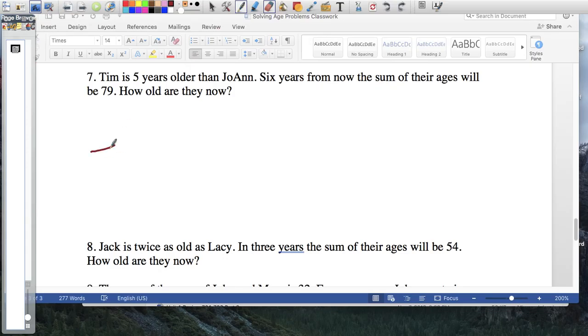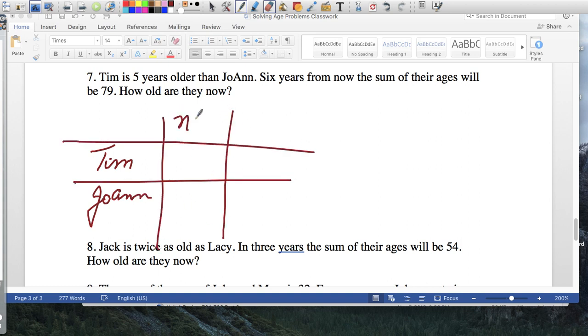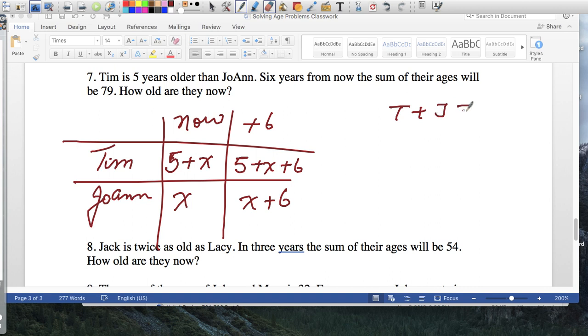So we're talking about Tim and Joanne. I don't know anything about Joanne, so she's X. Tim is 5 years older, so 5 plus whatever Joanne is. 6 years from now, so it's plus 6, right? So plus 6, 5 plus X, and then plus 6 years. And Joanne is going to be X plus 6 years. I know the sum of their ages, so Tim plus Joanne is going to be 79.